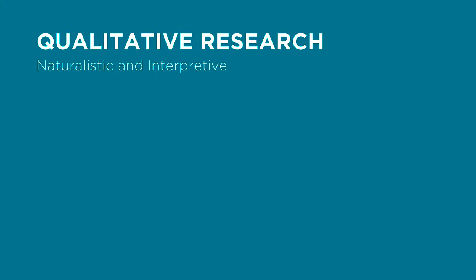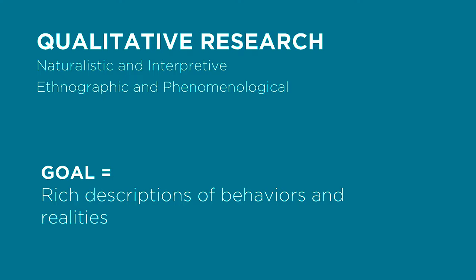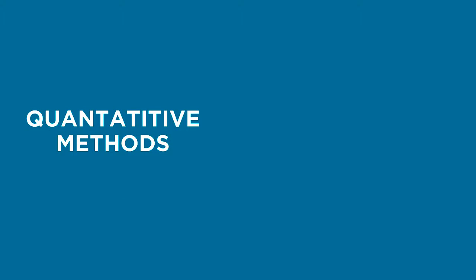Qualitative approaches are naturalistic and interpretive. You might hear terms like ethnographic or phenomenological to describe qualitative research. The goal here is to richly describe people's behaviors and realities rather than to quantify or measure them. Since the goals of quantitative and qualitative studies are different, their methods and data are different too.